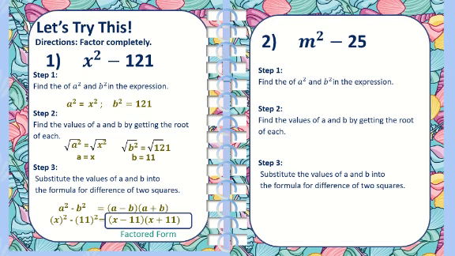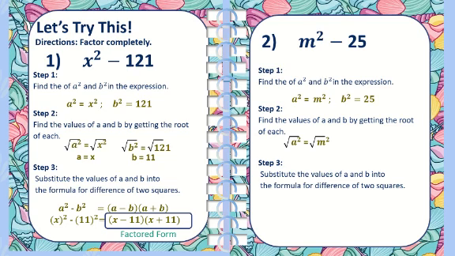Another, m squared minus 25, and here are the steps. First step, find the a squared and b squared in the expression, the first and second terms. The first term here is m squared. The second term is 25. Step 2, find the values of a and b by getting the square root of each.